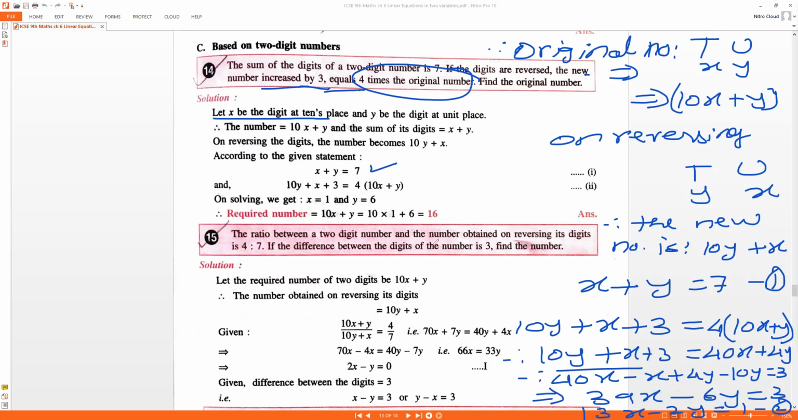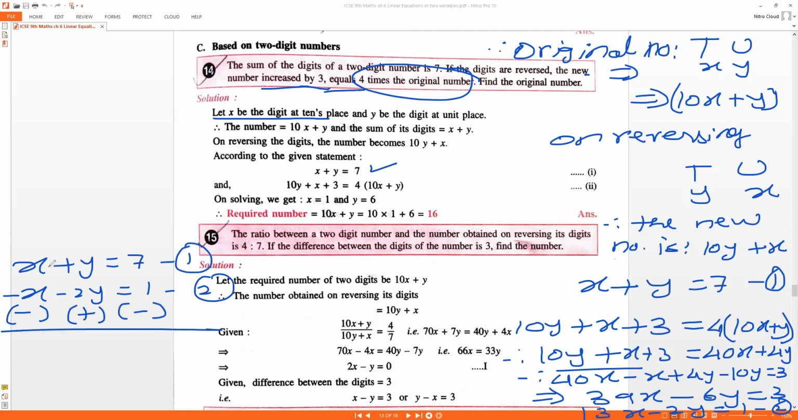They haven't solved anything, but this is what you have to solve. So what you have to solve? x plus y is equal to 7, equation 1. And 13x minus 2y is equal to 1. This is equation 2. If you subtract, you can get the answer. So x will get cancelled out. y plus 2y will be 3y is equal to 6. So y will be 6 upon 3. That means y will be 2.